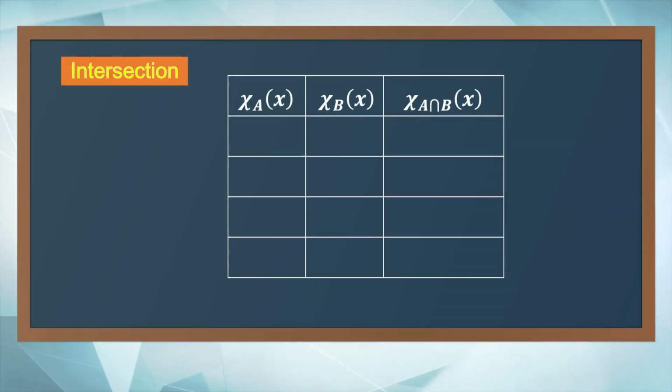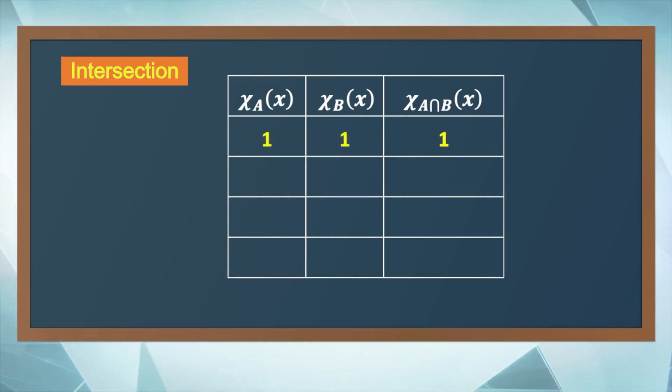Next, intersection. How to express the intersection of A and B with their characteristic functions. Let's look at the table. Suppose x is in the intersection of A and B. That is, the characteristic function of the intersection of x equals 1. By the definition of intersection, x is both in A and in B. That is, chi sub A of x is 1 and chi sub B of x is also 1.